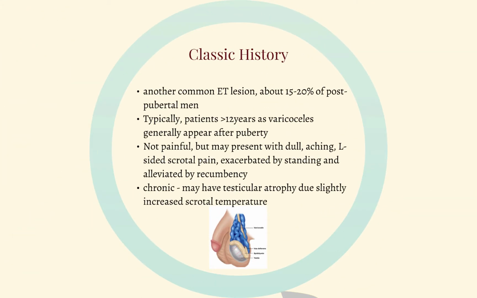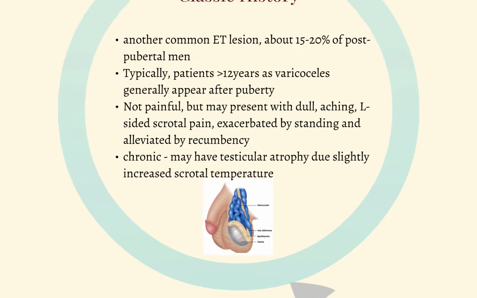Varicoceles are another common extratesticular lesion, occurring in about 15 to 20% of postpubertal men. Classic history findings of varicoceles are patients are typically above 12 years of age, as varicoceles generally appear after puberty. Patients typically don't have pain, but if they do, they may present with dull, aching, usually left-sided scrotal pain, exacerbated by standing and alleviated by recumbency. The condition may be chronic in nature, and there may be signs of testicular atrophy due to apoptosis, which may be triggered by slightly increased scrotal temperature.